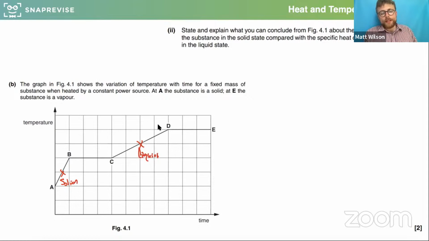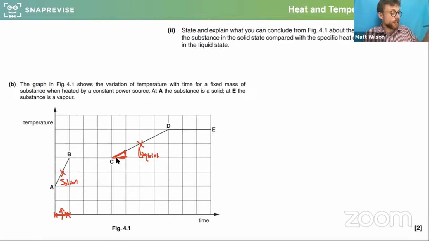Now let's think about the specific heat capacity. So this is a general principle here. Over some constant interval of time, we're essentially putting in some constant amount of energy. From A to B, when we put in this much energy, we get quite a big increase in temperature. Whereas when we put in that same bit of energy here, we get quite a small increase in temperature.